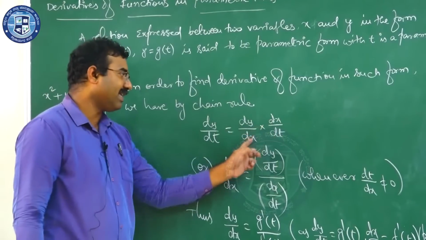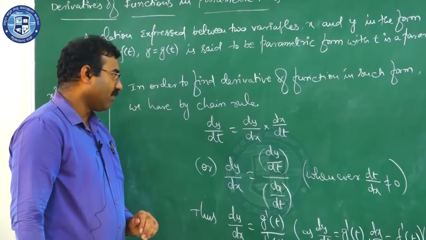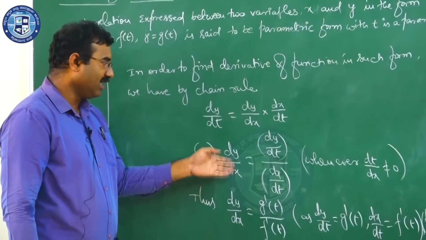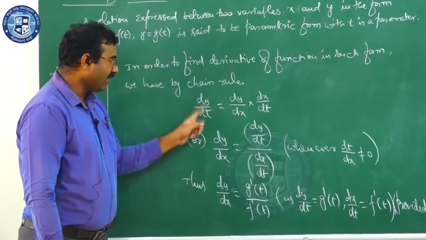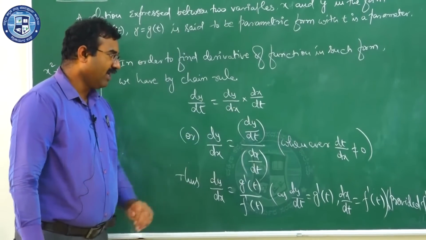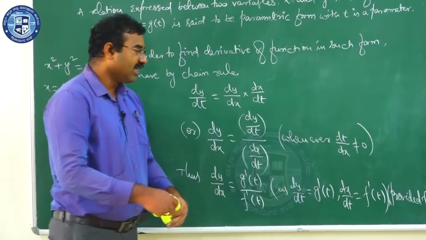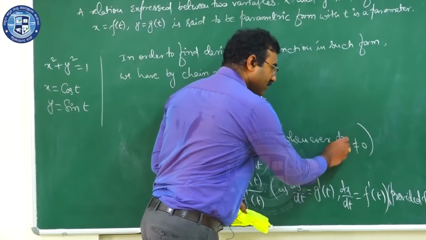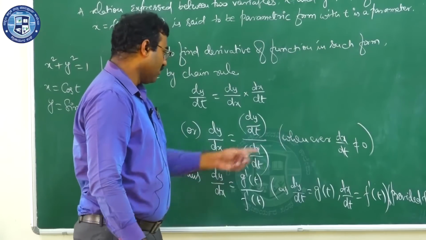See that this dx cancels and it balances with dy by dt. So from this, bring dx by dt to the other side, and you get dy by dx. So dy by dx is dy by dt divided by dx by dt, whenever dx by dt is not equal to 0.